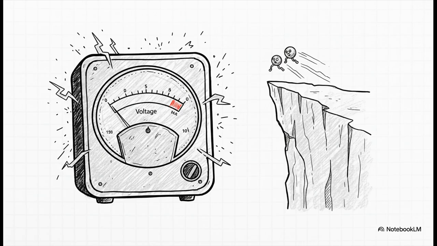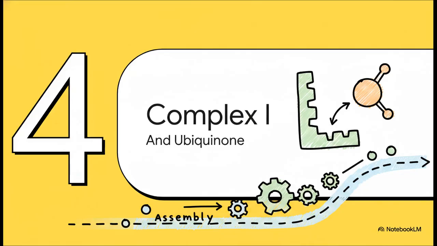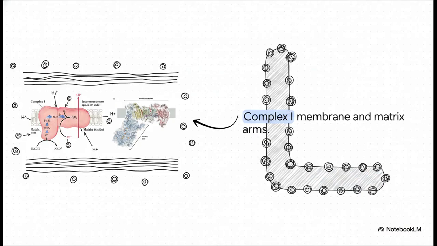Plug all that in, and the math proves exactly why this overall process is so highly exergonic, mathematically yielding our negative 219 kilojoules per mole. On to section 4, complex I and ubiquinone. All right, let's meet the big one.